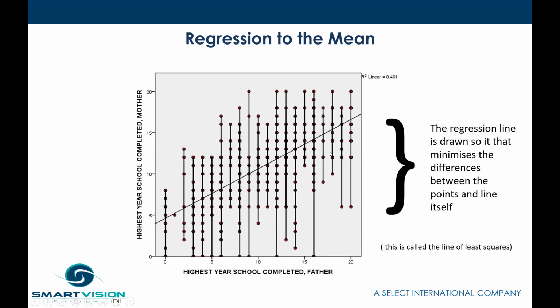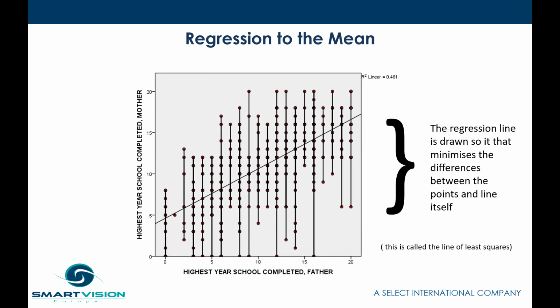So, if you're 10 years below the line, then you've got a residual of -10. And if you're 5 years above the line at a certain data point, you have a residual of 5. It just means the error or the residual. And this is called the line of least squares.